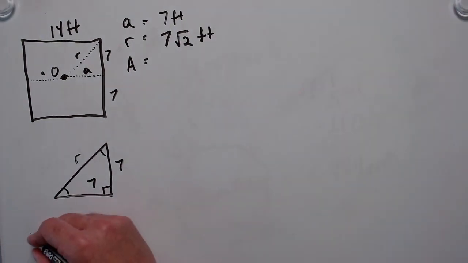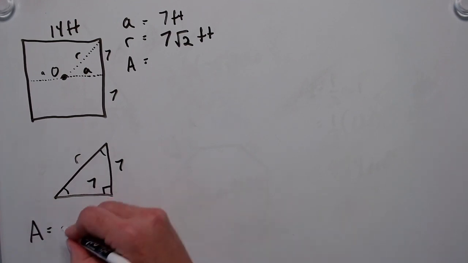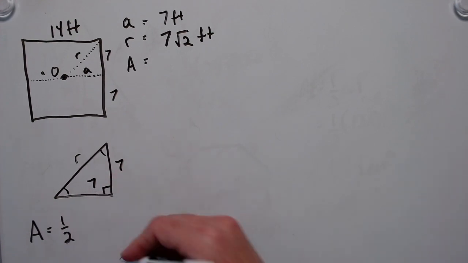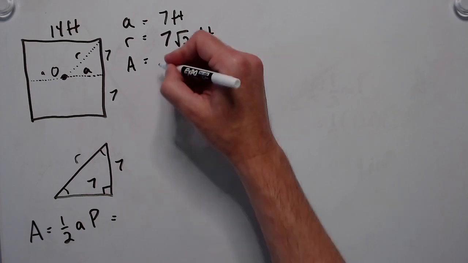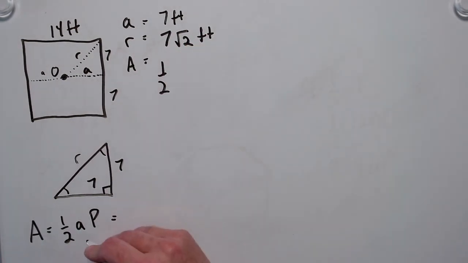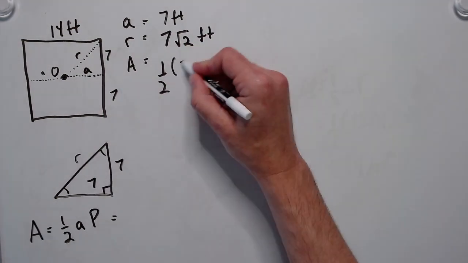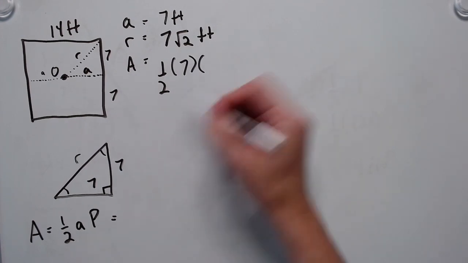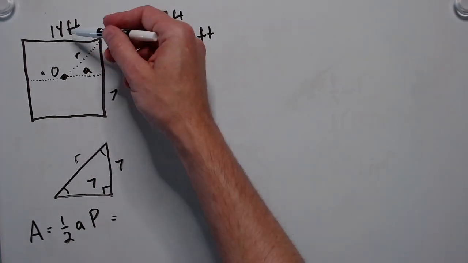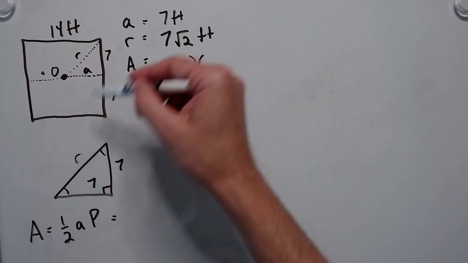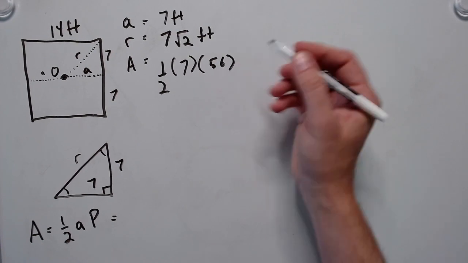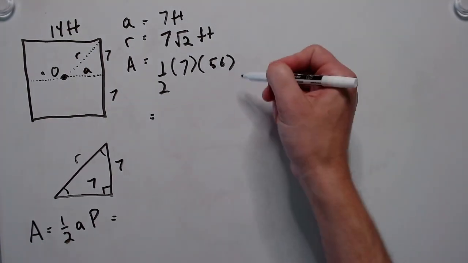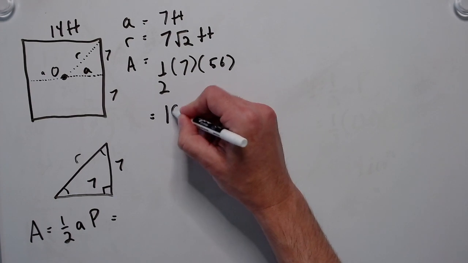So we'll put a handy little formula down here. We know that the area of a regular polygon is 1/2 apothem times perimeter. So we have 1/2 times the apothem, which we know is 7, times the perimeter. Okay, perimeter is 14 plus 14 plus 14 plus 14, or 28 plus 28. So if you add all those up, you get 56. So again, we can use Mr. Calculator to figure this out to be 196.